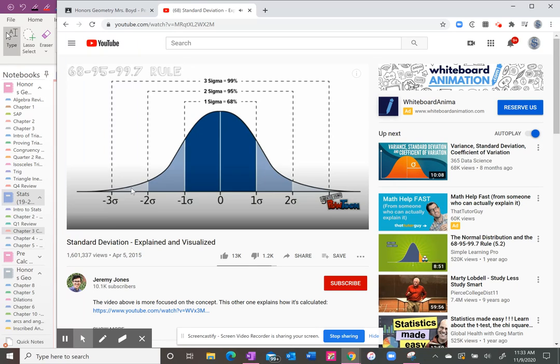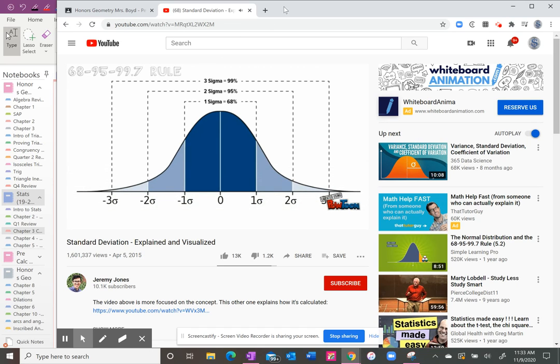About 95% of data fall within 2 standard deviations of the mean, and about 99.7% of data fall within 3 standard deviations of the mean. The average height of an American adult male is 5'10", with a standard deviation of 3 inches. Using the 68, 95, 99.7 rule.